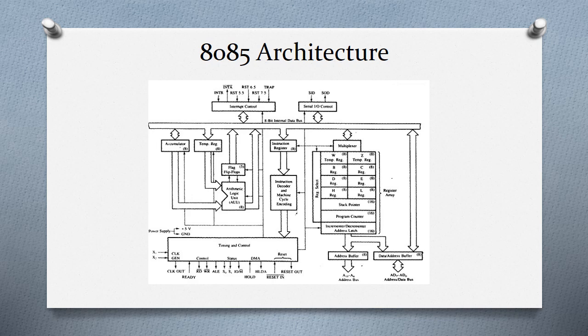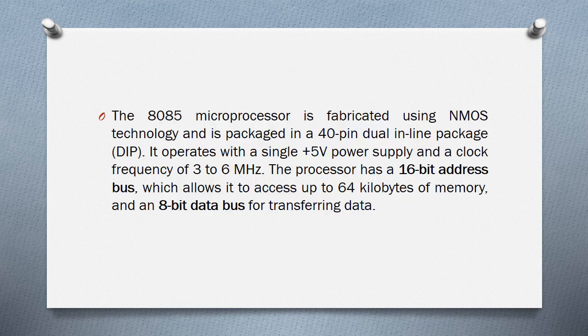Looking at the architecture part by part, remember this 8085 is fabricated using NMOS technology, and it has a 40-pin chip. It operates with a power supply of plus 5 volts and a clock frequency of 3 to 6 megahertz. It has 16 address lines and 8 data lines. With 16 address lines, this can access about 64 kilobytes of memory. To make you understand, it's 2 power 16.